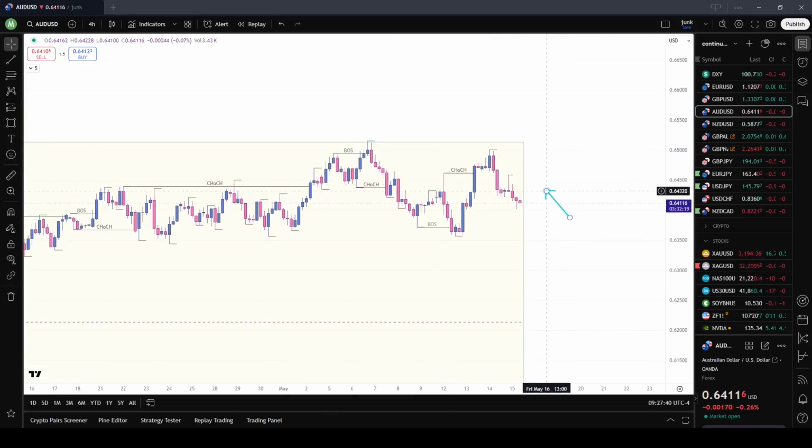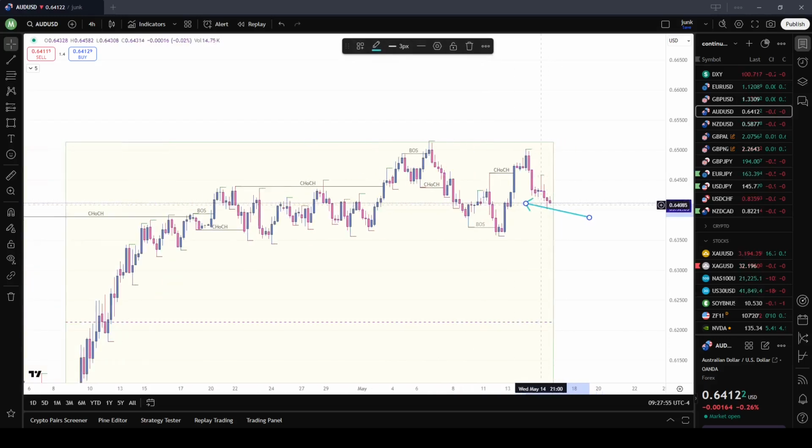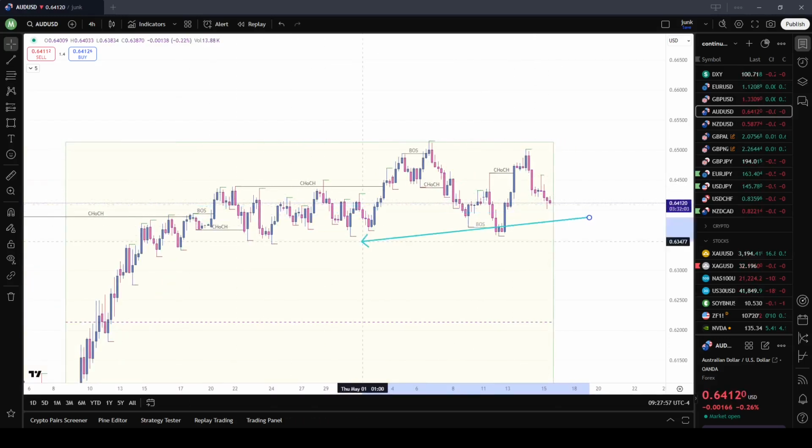But once these buyers started reacting from this area of support, like I said, it did break structure, but they weren't able to go ahead and break past the highs. So technically it's still in the sideways range, not a trending market. As you can see, this continued.